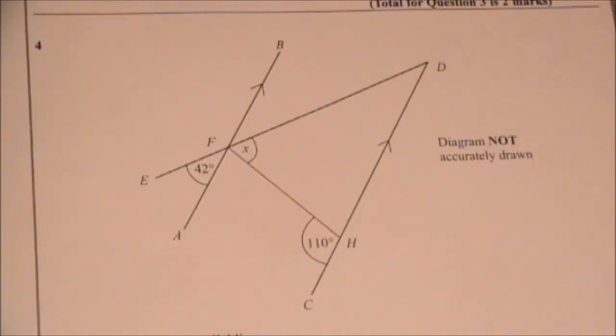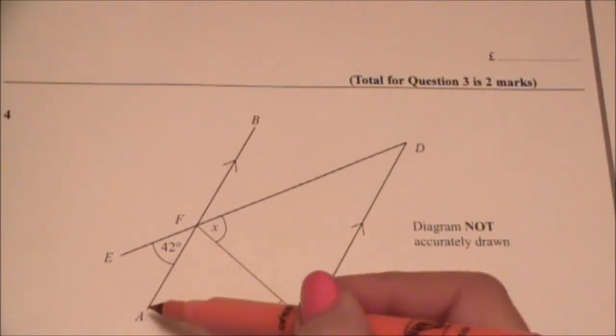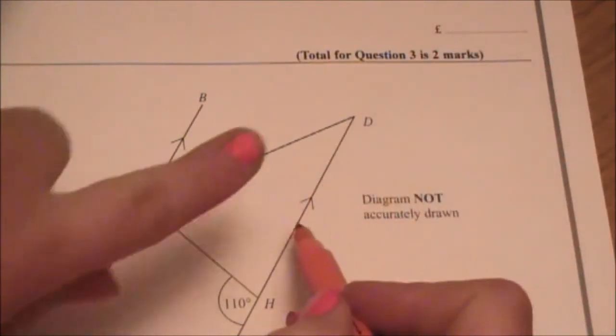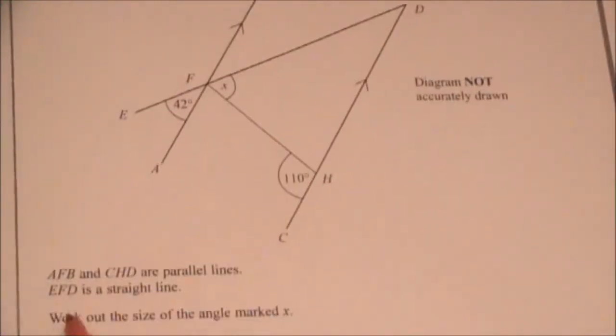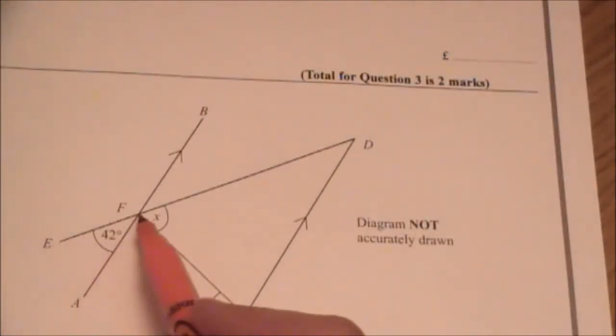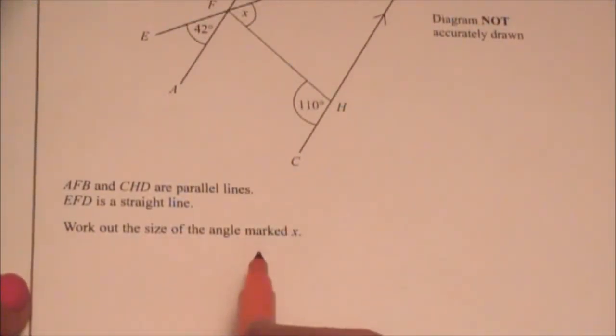Question 4 is an angles in parallel line question. These questions can be quite tricky to spot, and practice makes perfect. So, AFB and CHD are parallel lines. So let's find those lines. There's AFB and there's CHD. And yes, they've got the parallel notation on, so that's great. EFD is a straight line. EFD, yes, it is a straight line. Work out the size of the angle marked X.